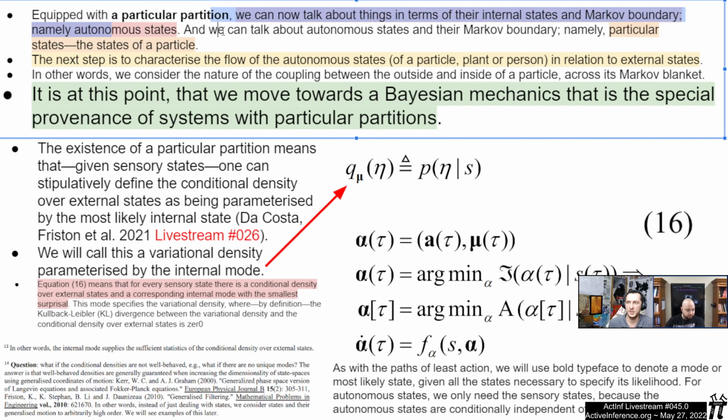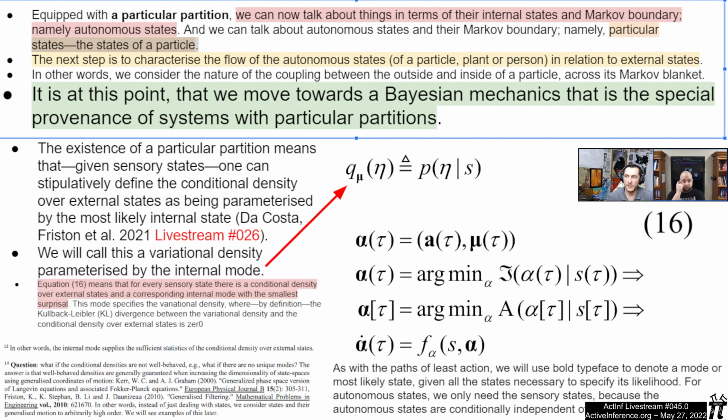Equipped with a particular partition, we can now talk about things in terms of their internal states and Markov boundary, namely autonomous states. And we can talk about particles, particular states. The next step is to characterize the flow of the autonomous states in relation to external states. In other words, considering the nature of the coupling between the outside and inside of the particle across its Markov blanket. It is at this point that we move towards a Bayesian mechanics, that is the special provenance of systems with particular partitions.